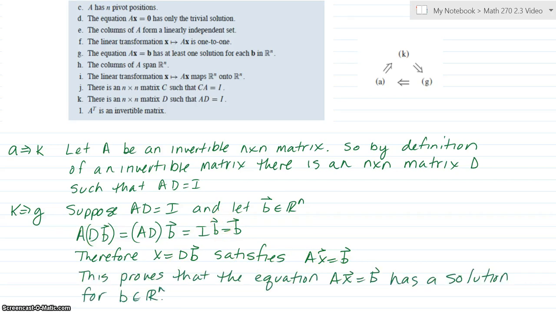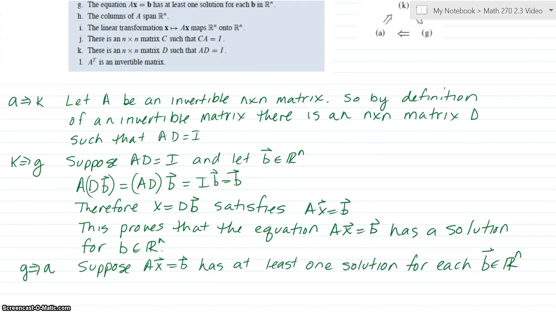This proves that the equation AX equals B has a solution for B in Rn. And if you look at G, that's exactly what it says. The equation AX equals B has at least one solution. I found it for each B in Rn. So that's K implies G. So now we just need G implies A. And then we're going to finish our loop.